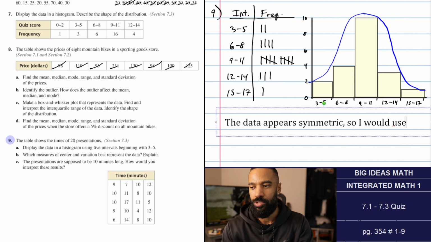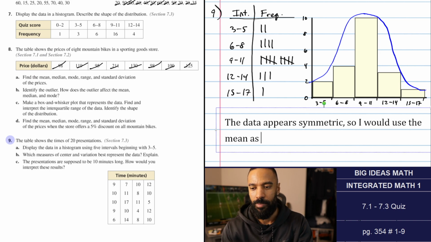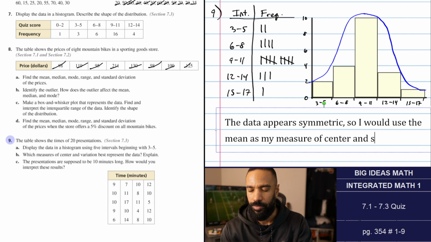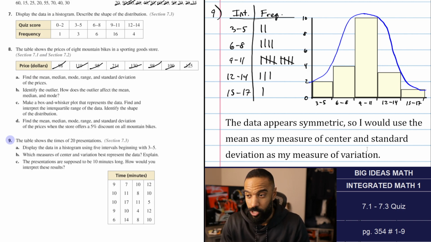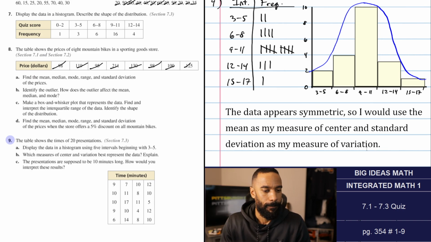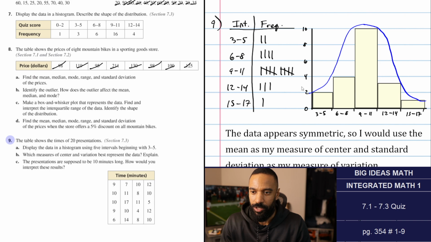So I would use the mean as my measure of center, and standard deviation as my measure of variation. No real outliers to speak of. Excuse me. The presentations are supposed to be 10 minutes long. How would you interpret these results?